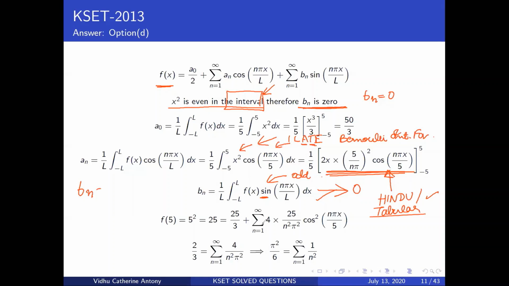Now here, what do you end up doing? What were you asked for? You were asked for the summation of n equal to 1 to infinity of 1 divided by n squared. So this Fourier series, you will have to manipulate it and take out the 1 by n squared from this Fourier series of x squared in the interval -5 to 5.